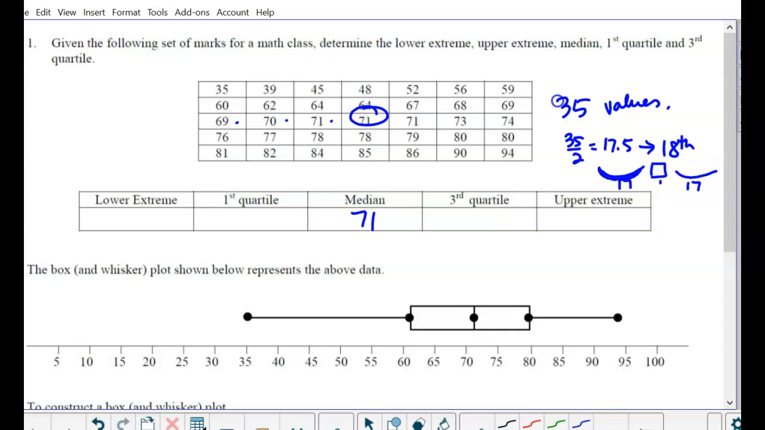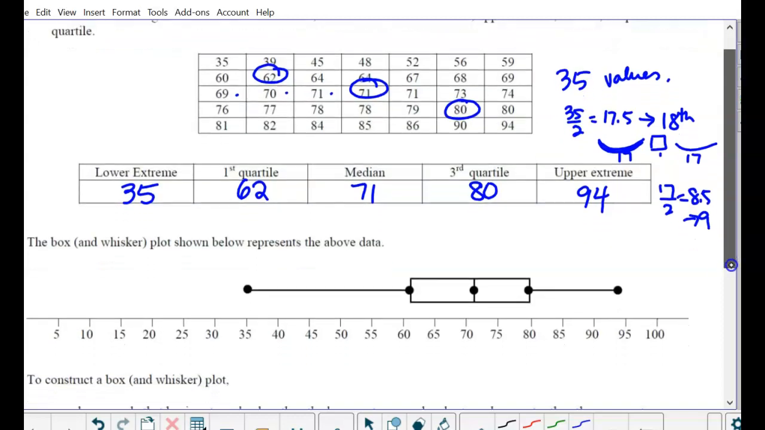Now we're looking at these 17 values and finding the median of those. 17 divided by 2 is 8.5, so it's going to be the 9th data value. So there's 7 in the first row, 8, 9. So that's going to be your first quartile. And then 9 from the end, 7, 8, 9 from the end. Your lower extreme is your lowest value. Your upper extreme is your highest value.